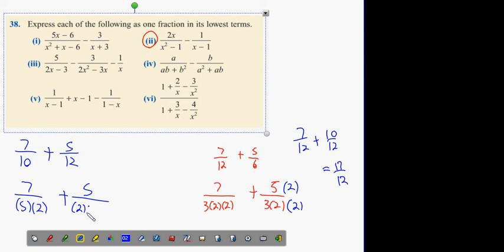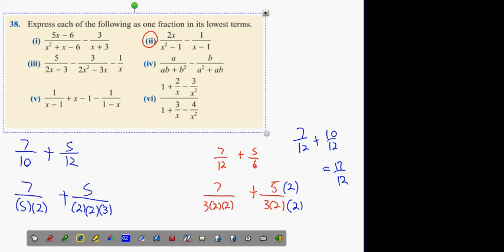2, 2 and 2, 2. What's it? 12? 2, 2 and 3. Yeah? Now, the answer is, the lowest common multiple is 60. Now here's how you do a comparison here.